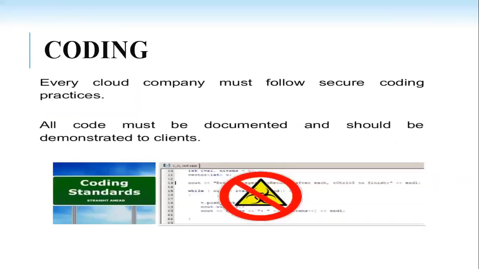The next security concern is coding. So all the cloud providers are still using their own techniques to develop software, which might be prone to security threats and bugs. And hence it is recommended to the cloud provider to use secure coding and programming practices. It should be written based on standards that are well documented, reviewed, and accepted. So all the code must be well documented and should be demonstrated to the clients.